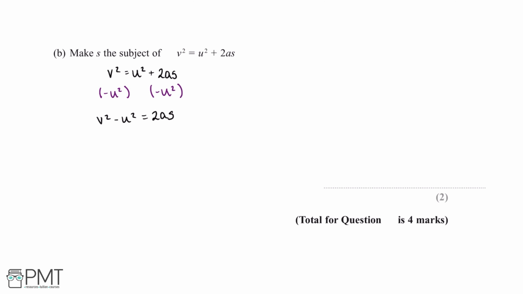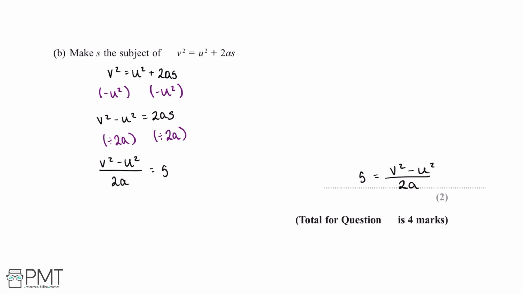And now the final thing we can do to make s the subject is divide both sides by 2a. And this gives us that v squared minus u squared divided by 2a is equal to s. And this is our final answer.